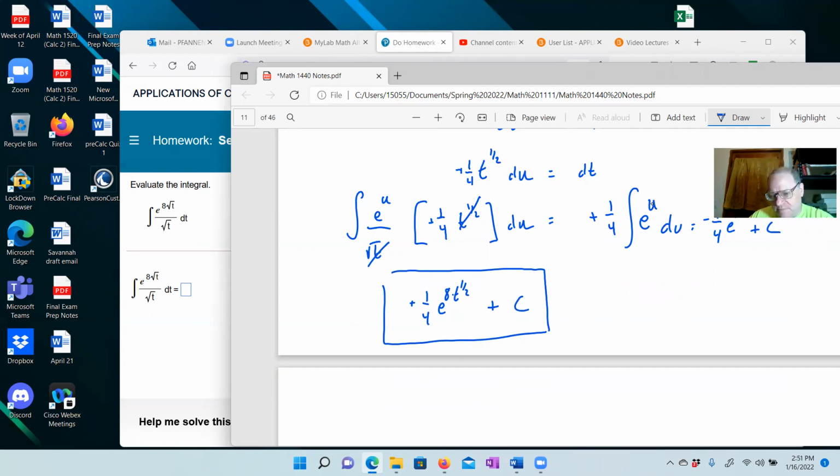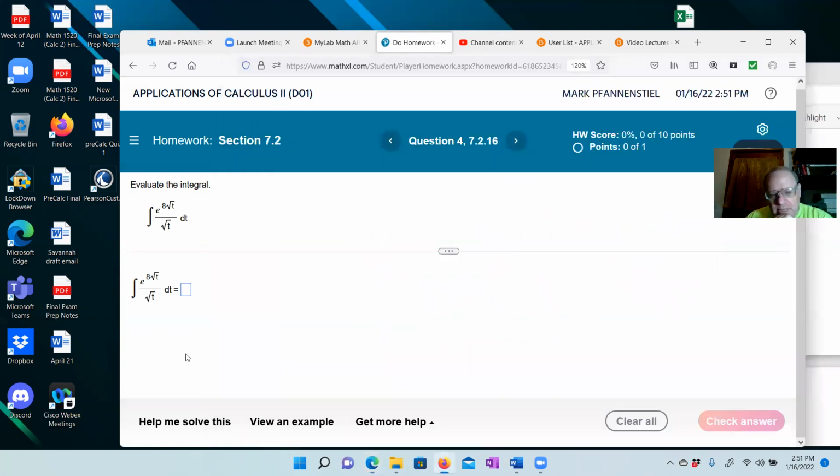Okay, so that's, and we could rewrite this. We could also say this is 1/4 e to the 8 root t again, plus c. Okay, both would be fine. All right. So be careful with those. Okay, a little tricky, but not too bad.